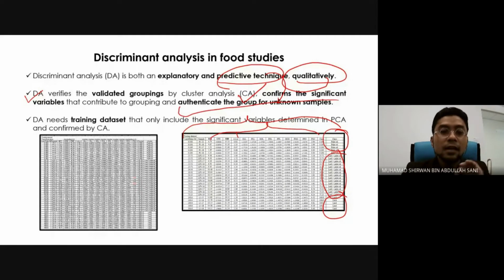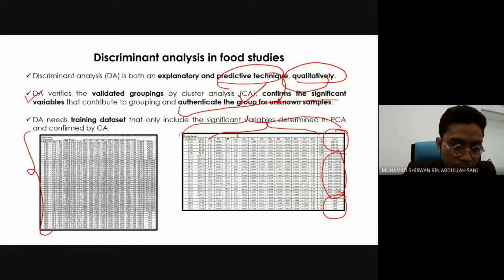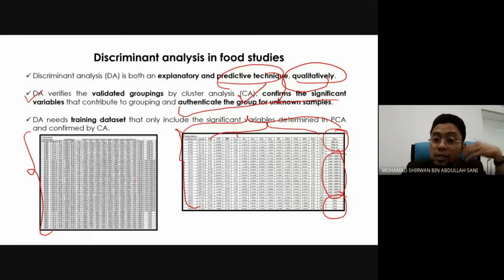However, before we go for this predictive technique, we need to have a training data set and a testing data set. The training data set is the data set that you want the discriminant analysis to make into a database. The testing data set is the data set where you already know the concentration or the content, but you want to check whether the content that you prepared is correctly predicted by the discriminant analysis. So this is the good thing about discriminant analysis.